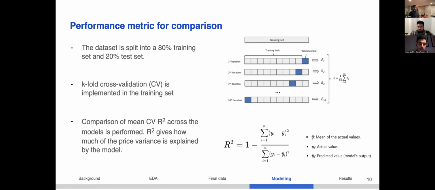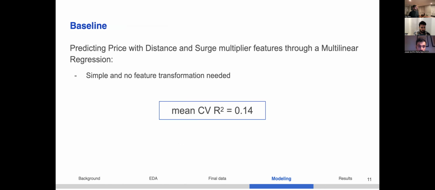So in order to compare the different machine learning models, we split the data set in 80% training set and 20% test set. We run a k-fold cross-validation methodology using the training set, and then compare the mean cross-validation R-squared, which we call just CV R-squared, across the different models. The R-squared gives us how much of the variance of the response variable is explained by the model.